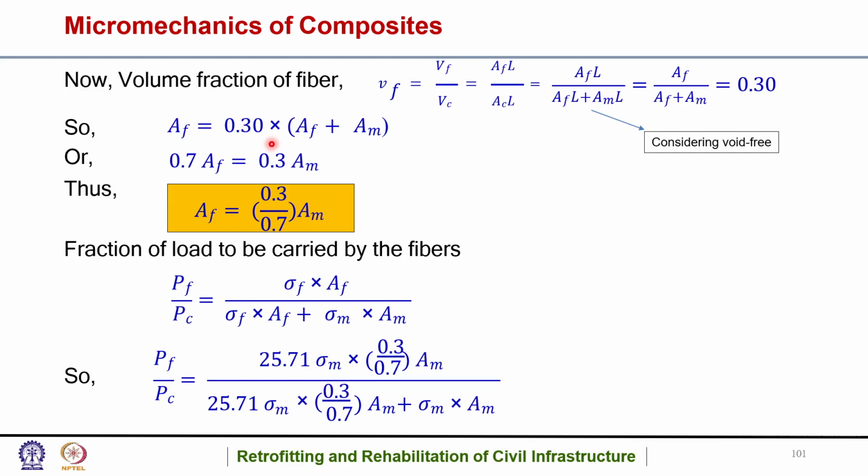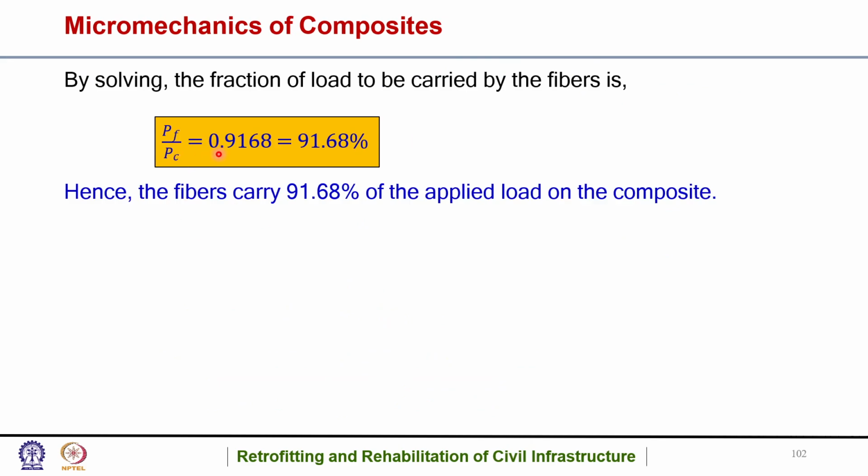So Af equal to 0.3 into Af plus Am, or 0.7 Af equal to 0.3 Am, or Af equal to 0.3 by 0.7 Am, right? So now the question which is asked is we need to calculate the fraction of load to be carried by the fibers. So Pf by Pc, right? That is equal to sigma f into Af by sigma f into Af plus sigma m into Am. So substituting the sigma f values and Af values as we derived here and in the previous slide, we get the ratio as 0.9168, or the percentage is 91.68%. Therefore, the fibers carry 91.68% of the applied load on the composite.